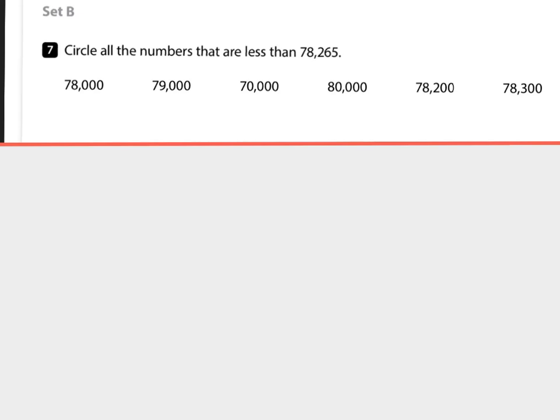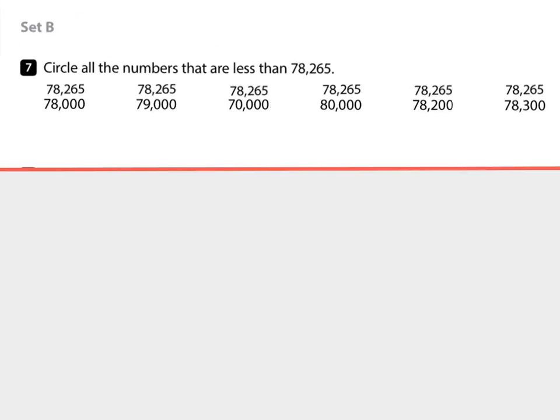Alright, let's read the directions for number 7. Circle all the numbers that are less than 78,265. Alright, so the first thing we do is we stack this number on top of every one of these numbers. So I'm going to save a little time, pause the video, and I'll be back in just a second. Now that all my numbers are stacked on top of each other, I always start on the digit furthest to the left, and each one of these numbers has a 10,000s in them, so we'll start at the 10,000s place.